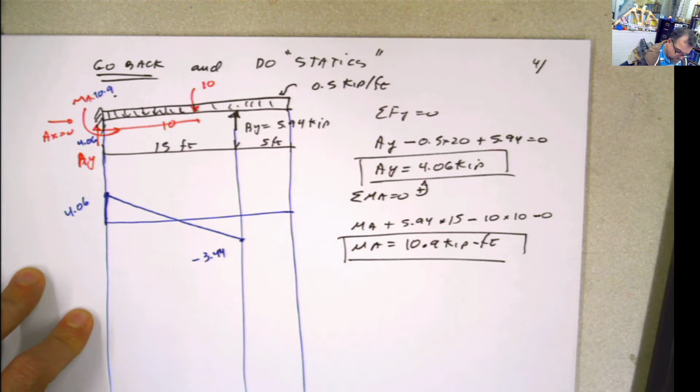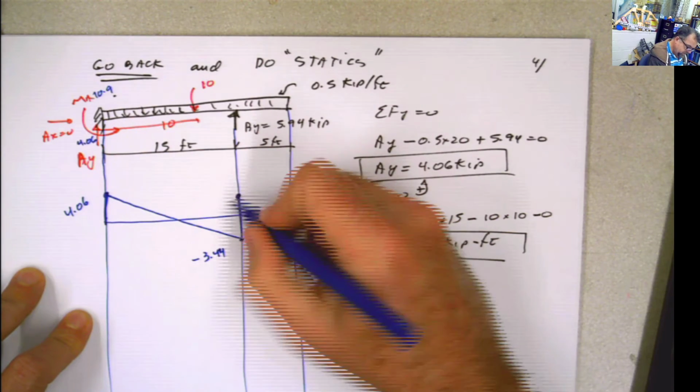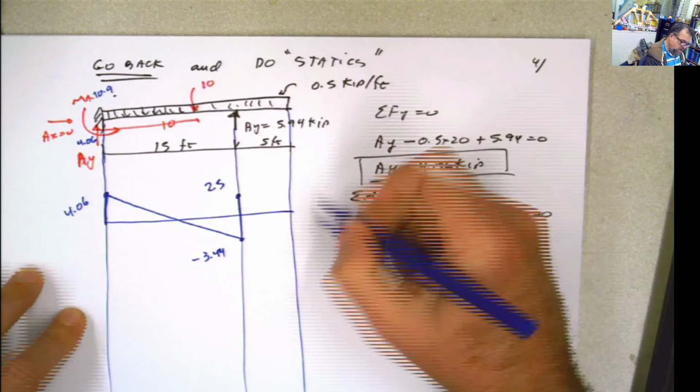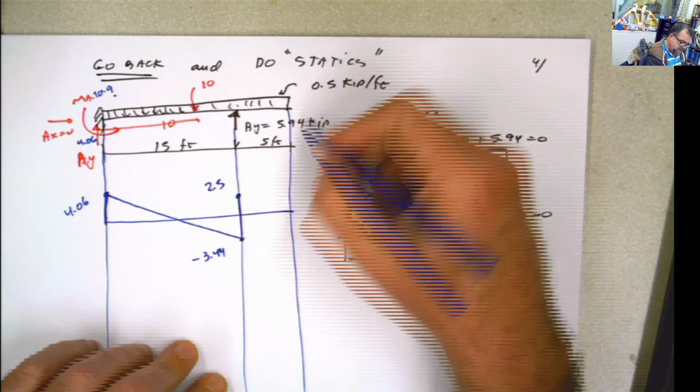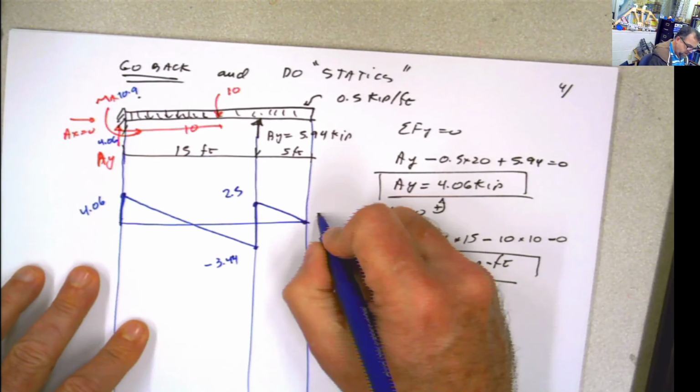Go back, 0.94, and that's 2.5. And then you have this force here, which is rectangular. 0.5 times 5 is negative 2.5. Closing zero, and everybody say yes.